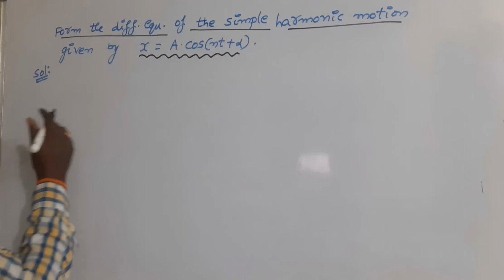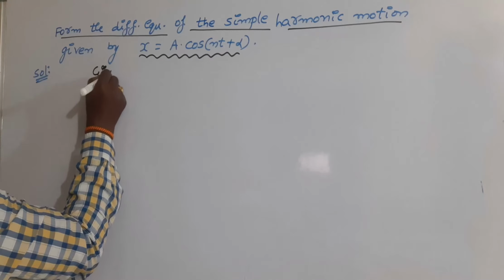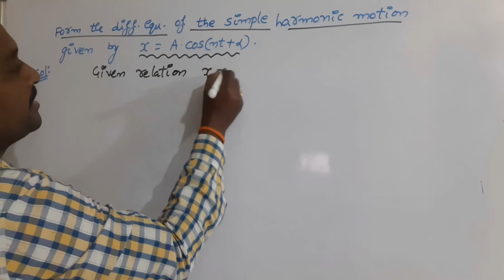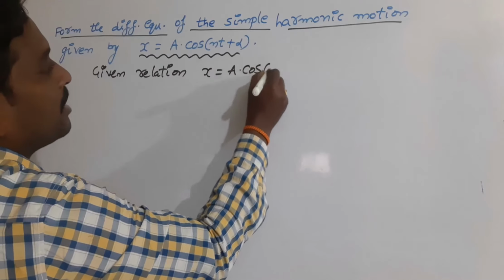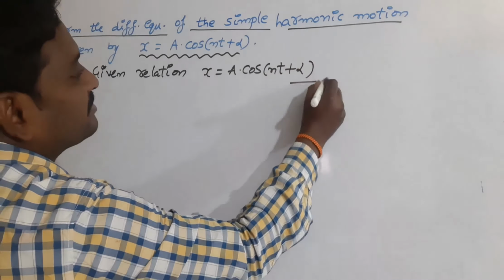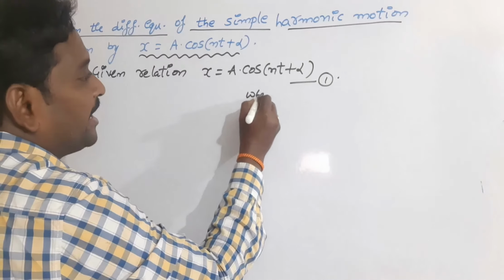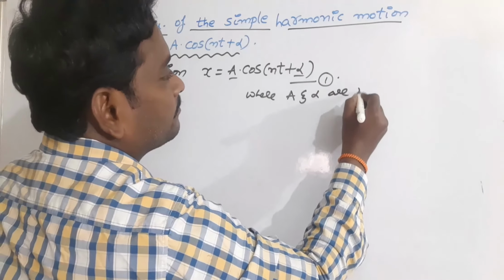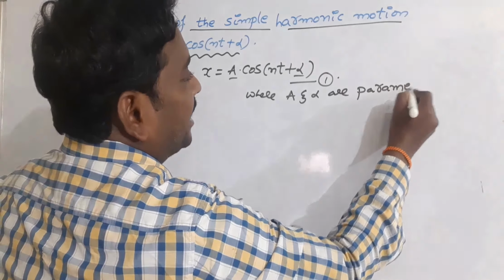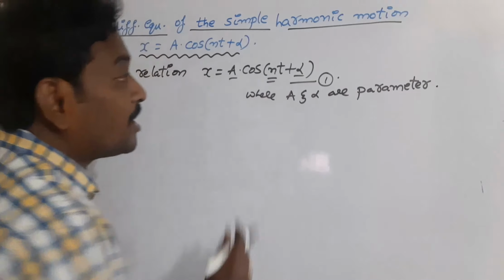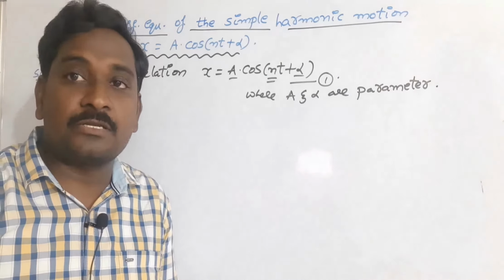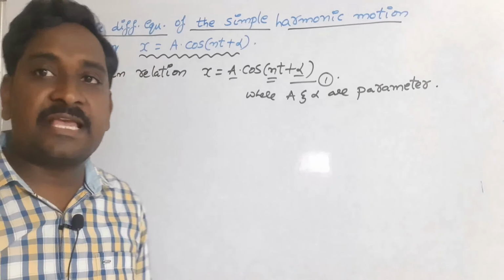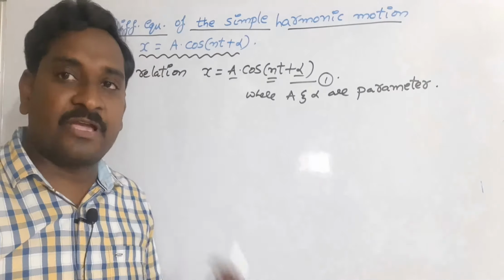Okay, so once again write the given relation which represents the simple harmonic motion. x is equal to a into cos of nt plus alpha. Take it as equation number 1. We are observing that capital A and alpha are the parameters. Okay, don't forget it. And small n is not a parameter, it is a fixed constant. So it is enough to eliminate capital A and alpha by taking the differentiation with respect to small t twice.